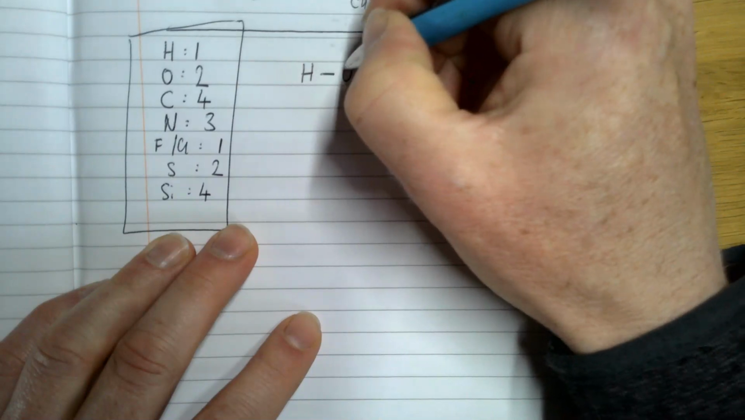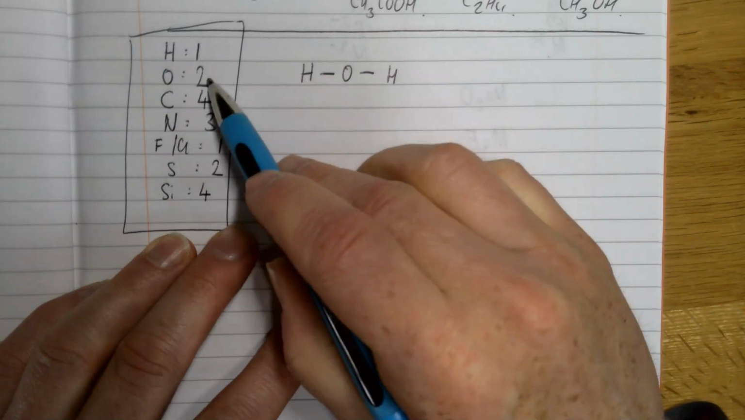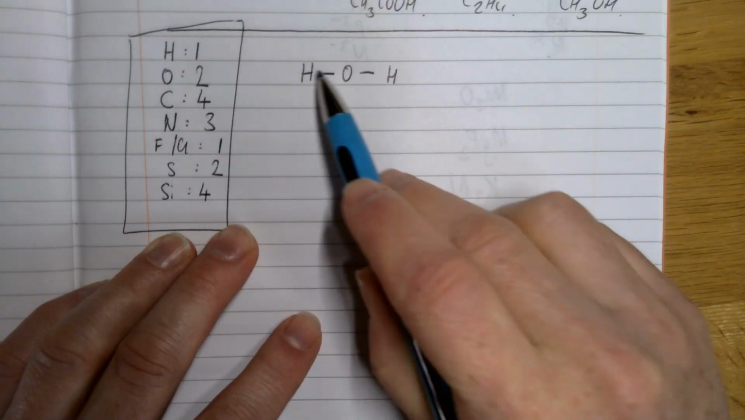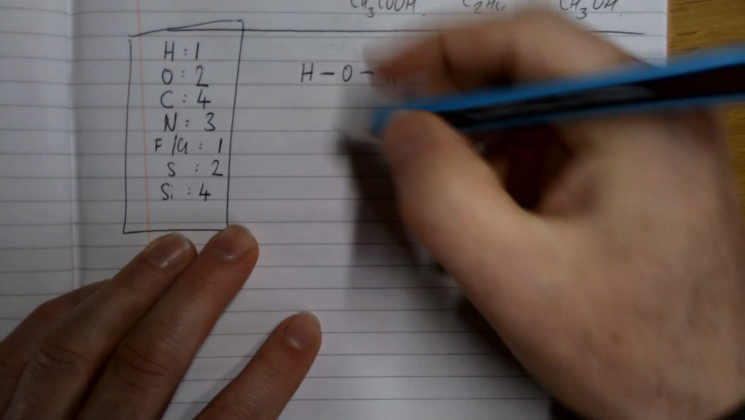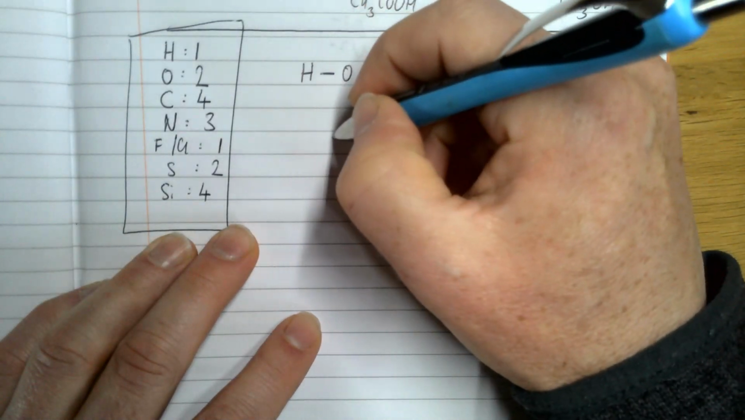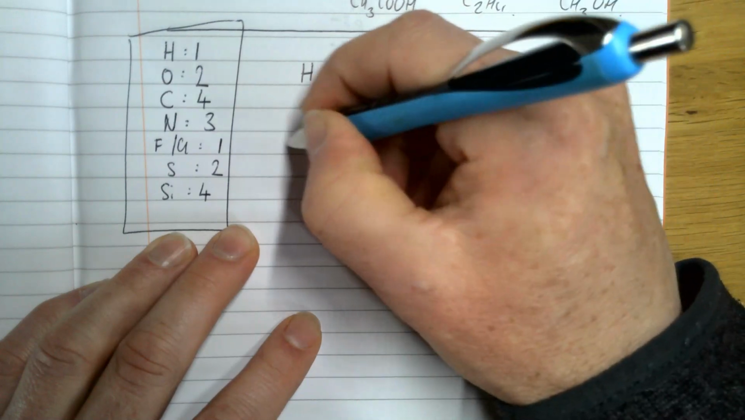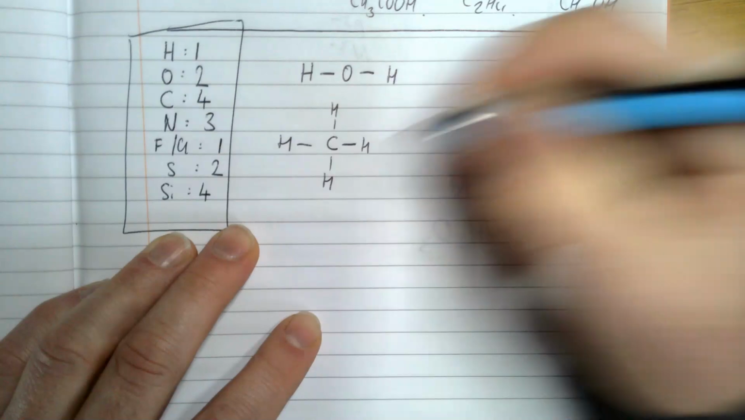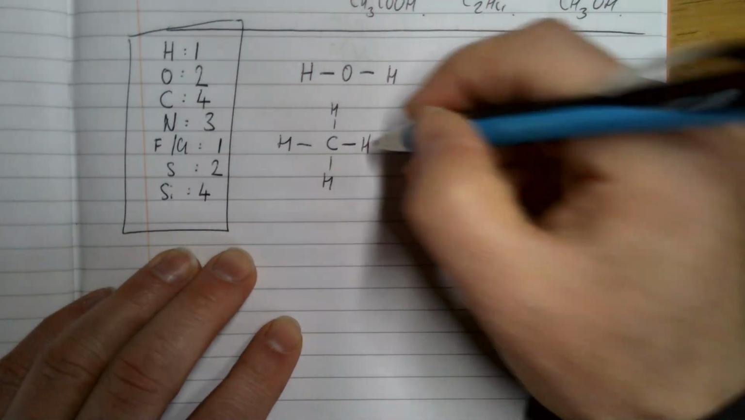Now what I mean by that is draw a line between the atoms. Oxygen we know makes 2 bonds and hydrogen makes 1 bond. So the only way water can be held together is like so. We do the same thing for methane. Methane is CH4. The only way to draw that as a line diagram is with carbon making 4 bonds and each hydrogen making 1. So that has to be what it looks like.